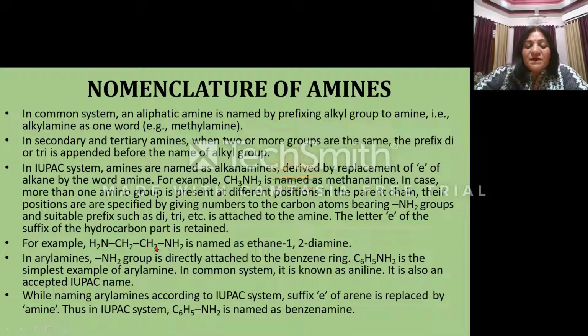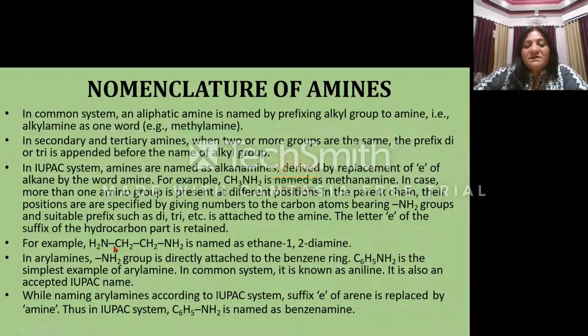One amino group is attached to this first carbon atom. Another amino group is attached to this carbon atom. Then the name will be the ethane alkane. Again, word root is ethane and we replace the E from the amine. 1,2-diamine. So the name of this compound is ethane-1,2-diamine.